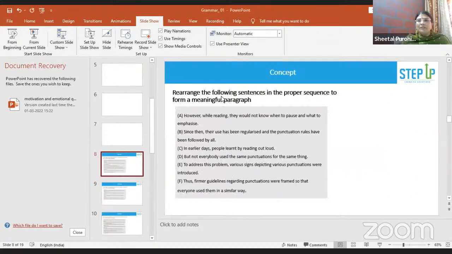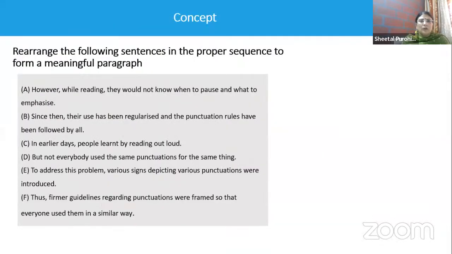You are able to see my screen, everyone? Okay, so now this says that once you have done all this, rearrange the following sentences in a proper sequence to form a meaningful paragraph. So in the paragraph, this is how a question could be asked based on your grammar. So they are asking you to create a paragraph, right?